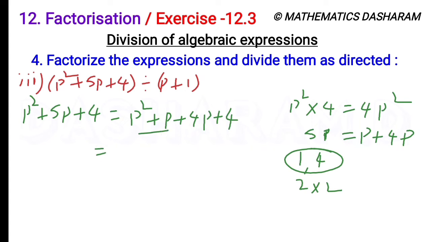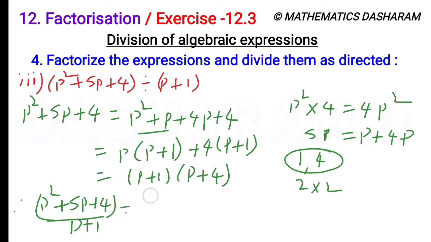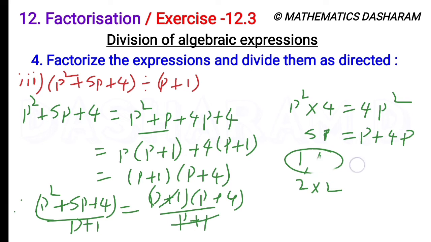From the first two take p common, so p plus 1. Next, from the other two take 4 common, p plus 1. Now p plus 1 is common, p plus 4. So therefore p square plus 5p plus 4 all divided by p plus 1 equals, writing in fraction form, p plus 1 into p plus 4 divided by p plus 1. So the final answer is p plus 4.